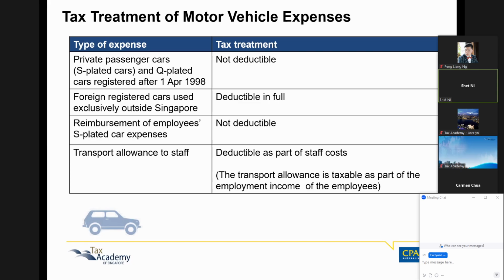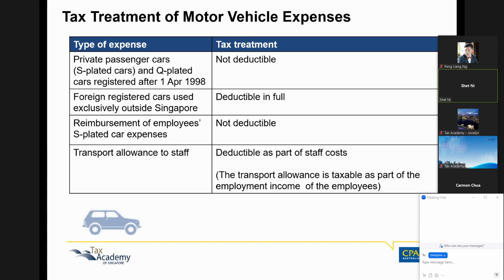Okay, so what's the difference between this transport allowance to staff versus the reimbursement of employees' expenses. So for a transport allowance, we're really looking at a fixed sum every month, regardless of how much the employee spend.